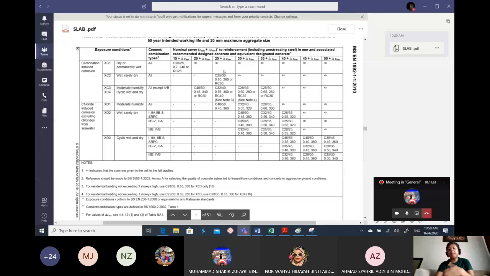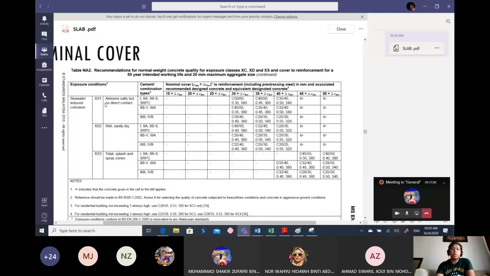So bila kamu dah kira manual yang atas ni, when you calculate this manually, okay, you boleh refer juga to this table. Contohnya at XS1, contohnya dia mesti at least 40 mm.